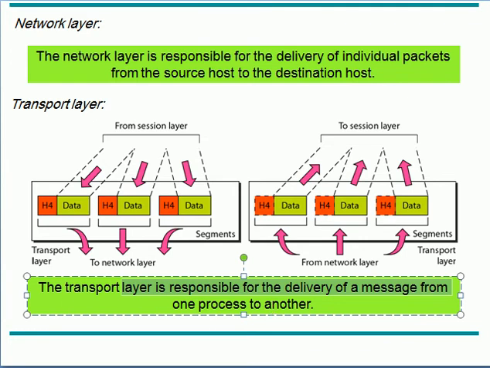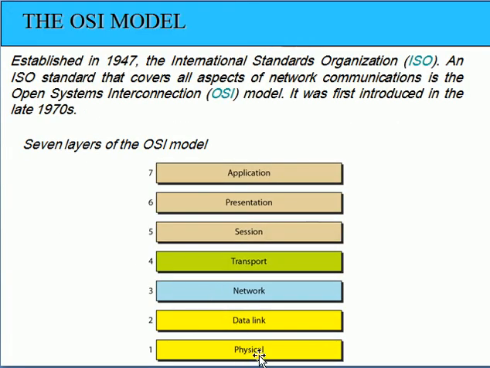Let me go back to the OSI model. We said physical transfers the final form of the data. The data link layer is responsible for taking frames. Network is packets, and transport is message. So message, packets, frame, message, packet, frame. Let us go to session.